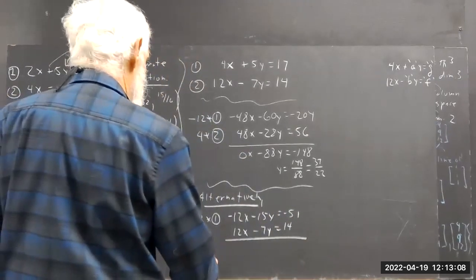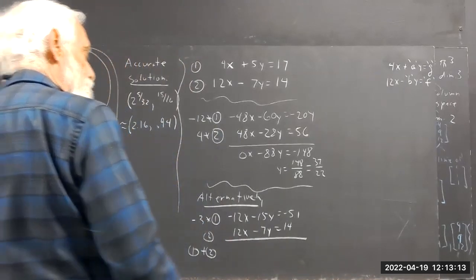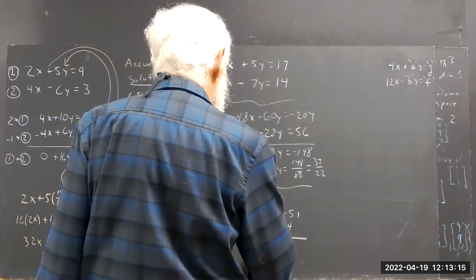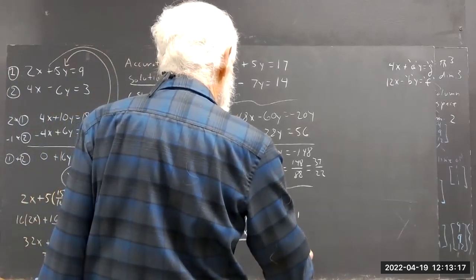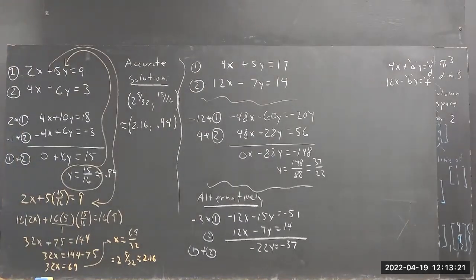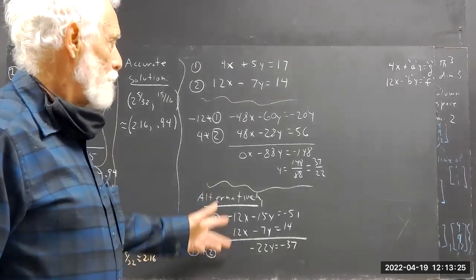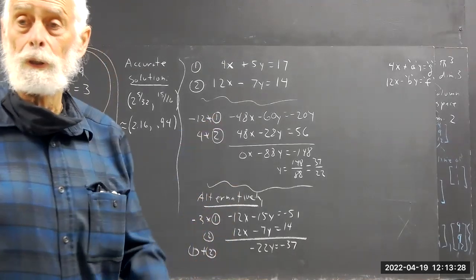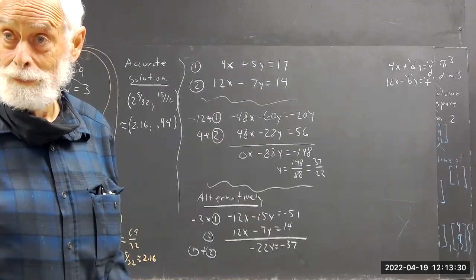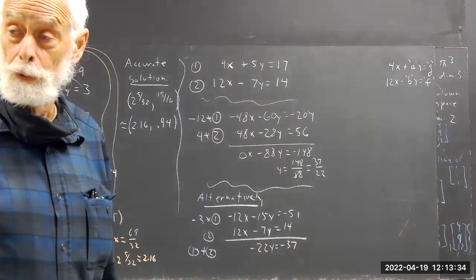Then I can add the equations up. First equation plus second equation gives me -22y equals -37. Okay. And this is in some ways no better than this, but the numbers are smaller. They're easier to deal with. Okay. I can multiply those numbers in my head. Apparently did it right for once.